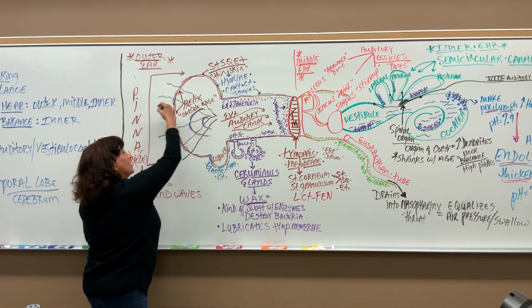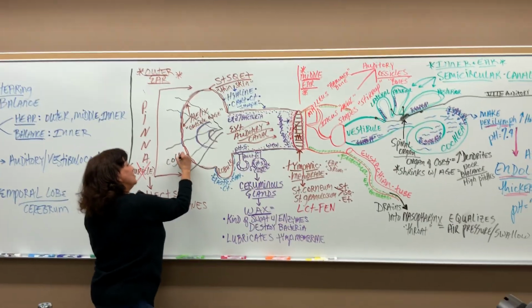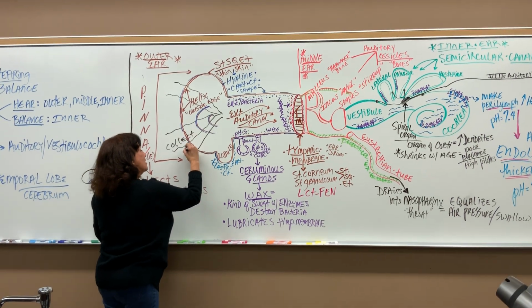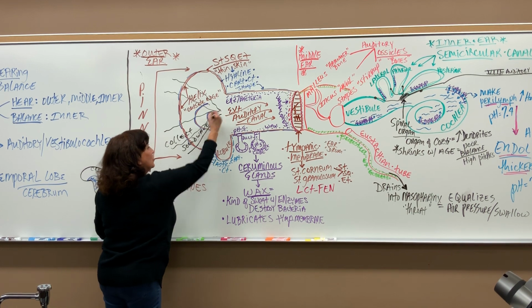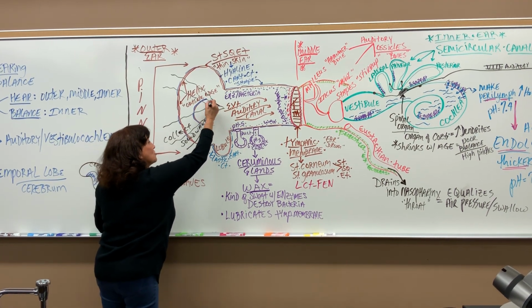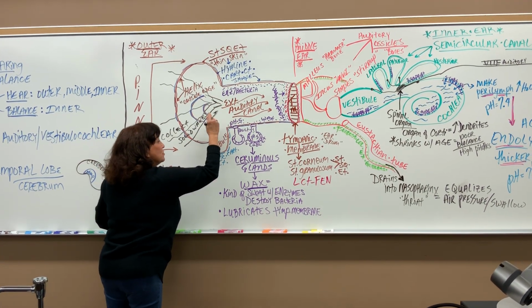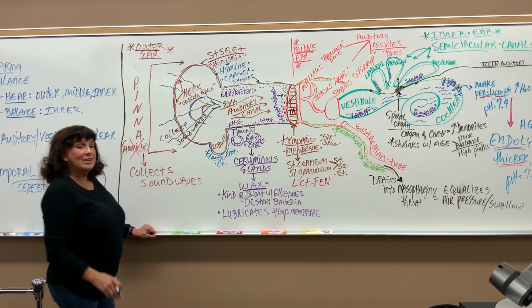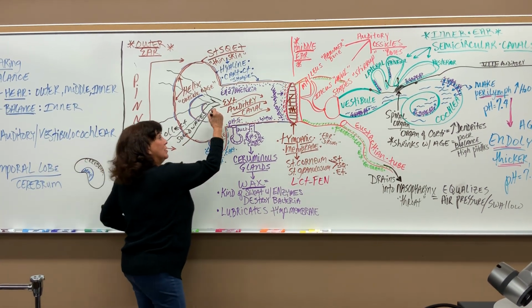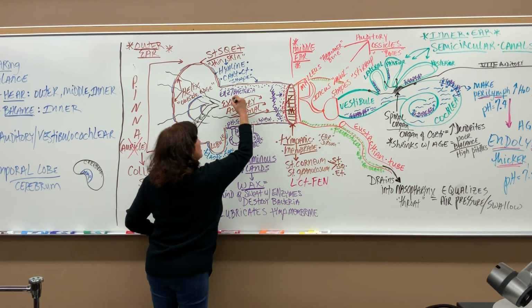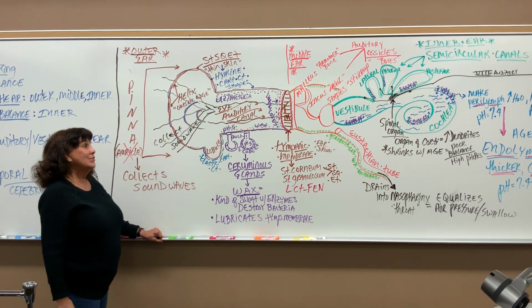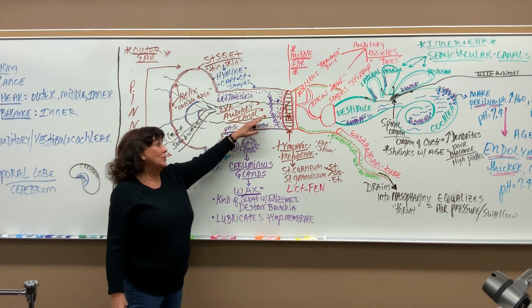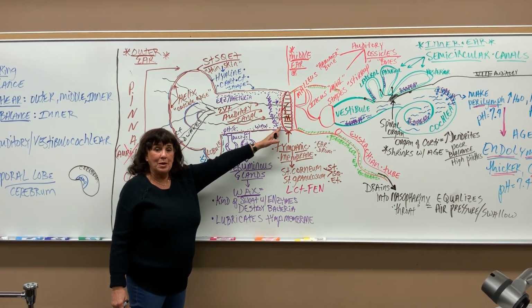And so it's going to try to collect all the sound waves. So collecting sound waves is what this outer ear does for you. And it's going to shunt them down into this little canal, make the sound waves keep going down to the tympanic membrane. That's what the auditory canal does: it moves the sound waves down to your tympanic membrane.